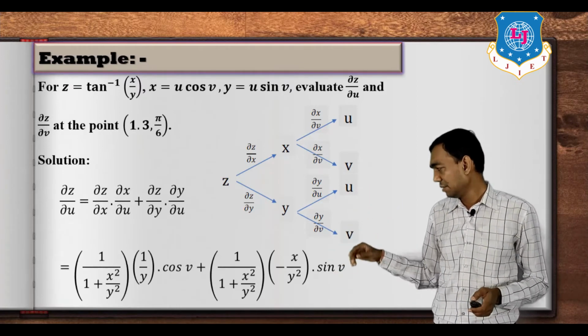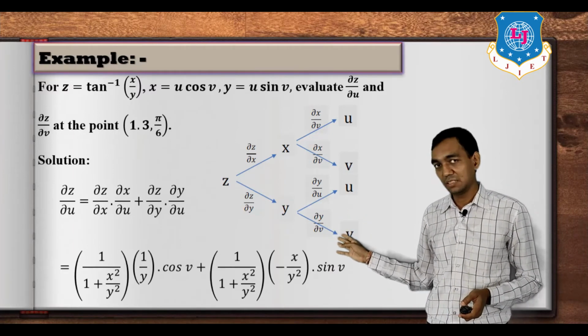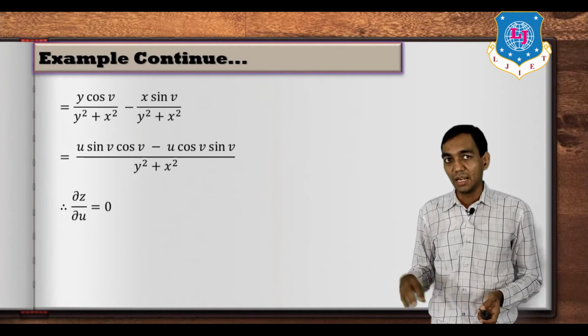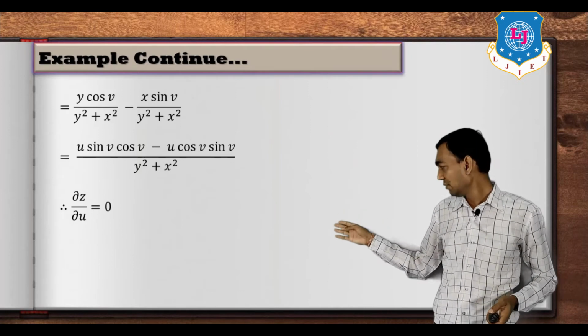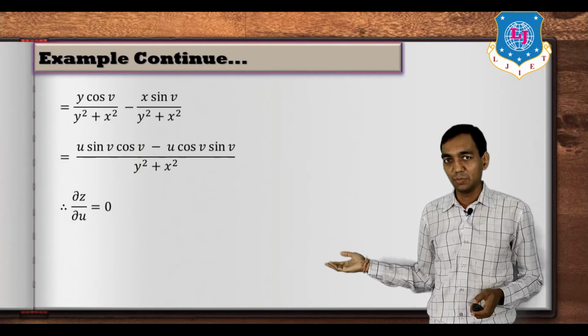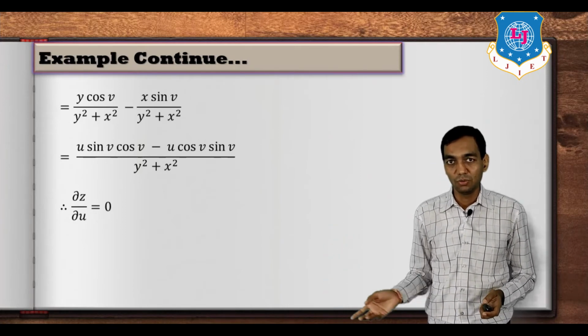Now taking LCM and simplifying, that will give you y cos v upon x square plus y square minus x sin v upon x square plus y square. And if we are going to put the values of x and y, that will give you u sin v cos v minus u sin v cos v divided by x square plus y square, or you can write down u square, and that has a value 0, correct?